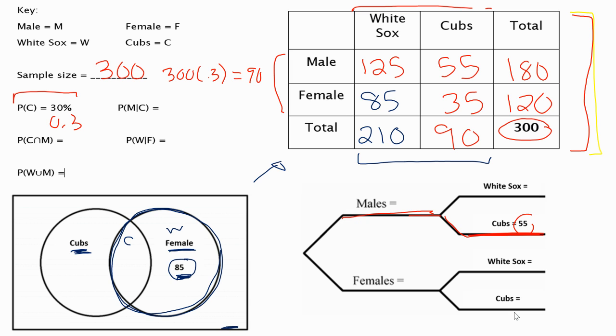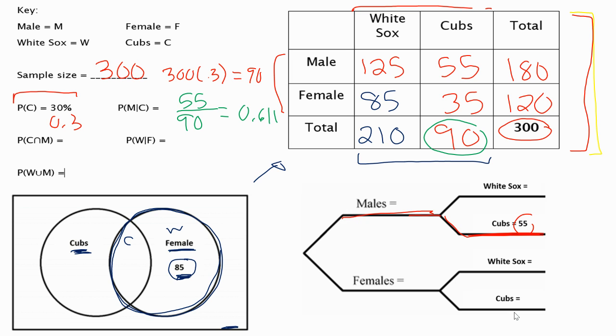So if I'm looking for the probability that they're a male, given that they're a Cubs fan, well, there are 90 Cubs fans, so that's going to go on the bottom. And of those 90 Cubs fans, 55 are male. And then we would get a 0.611. And then we can just fill in the rest like we normally would.